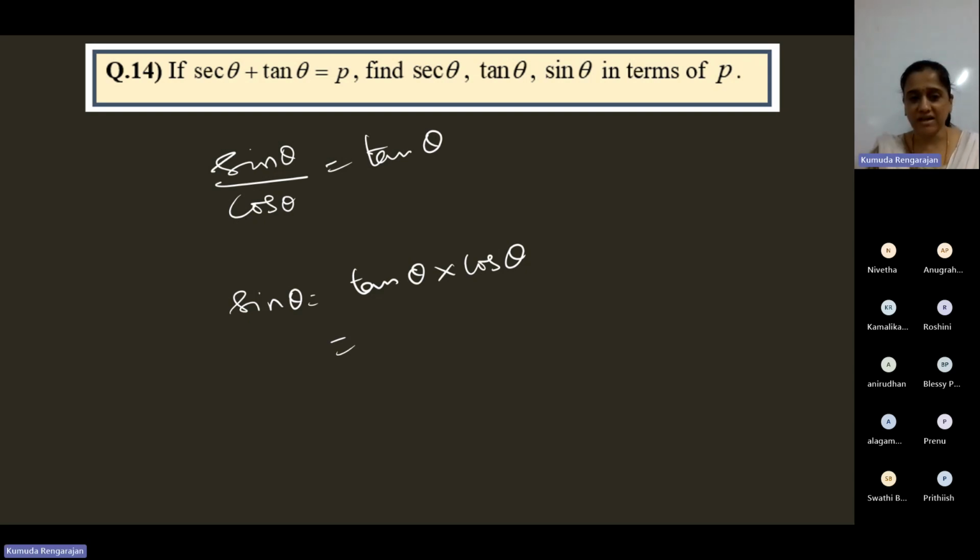Sine theta by cos theta is tan theta. On cross multiplying, sine theta is equal to cos theta into tan theta. Tan theta, we have the value. Cos we don't have. But what is cos? Whatever is the value of secant theta, reciprocal is the value of cos theta. You have the value of secant theta, right? So the value of cos theta is the reciprocal of secant theta. So put that here and find sine theta. That's all.